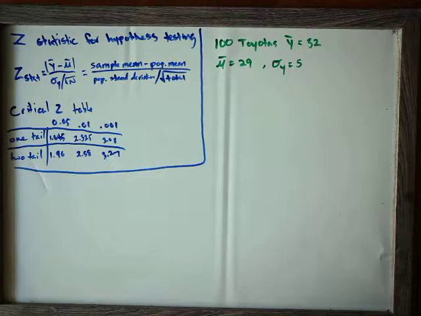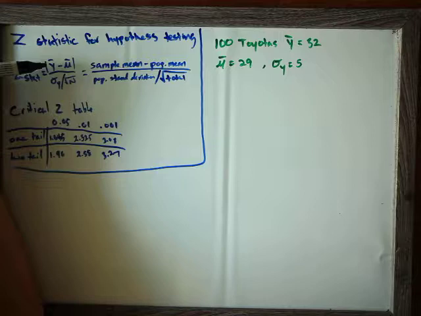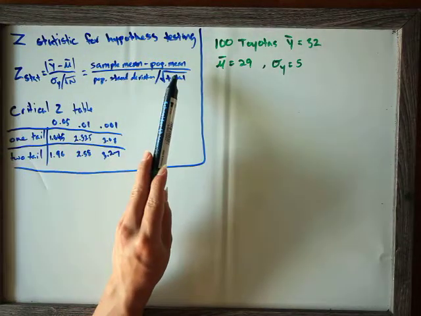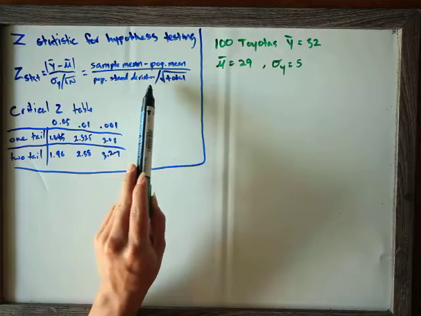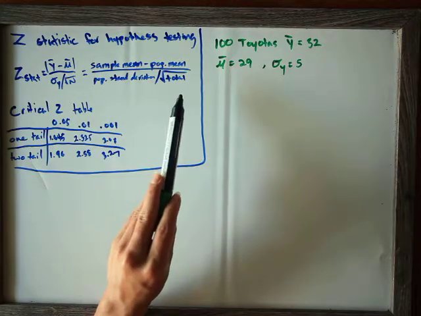In this video, I'm going to go over how to calculate the z-statistic and how to interpret your obtained z-statistic when we're testing hypotheses. To do this, we use this formula here, which is y bar minus mu divided by sigma y over the square root of n. Written out in words, that is the sample mean minus the population mean divided by the population standard deviation divided by the square root of the total sample size, okay?